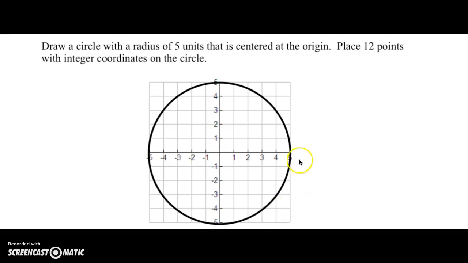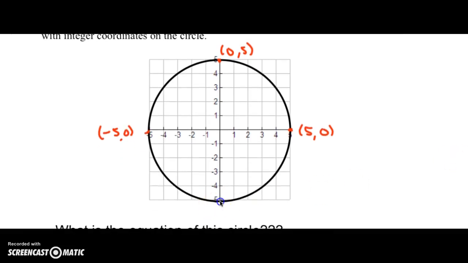So I can see that with a radius of 5, it's going to go through the point 5, 0, through the point 0, 5, and through the point negative 5, 0, and down here on the negative y-axis through the point 0, negative 5. But we're supposed to find 12 points on the circle.